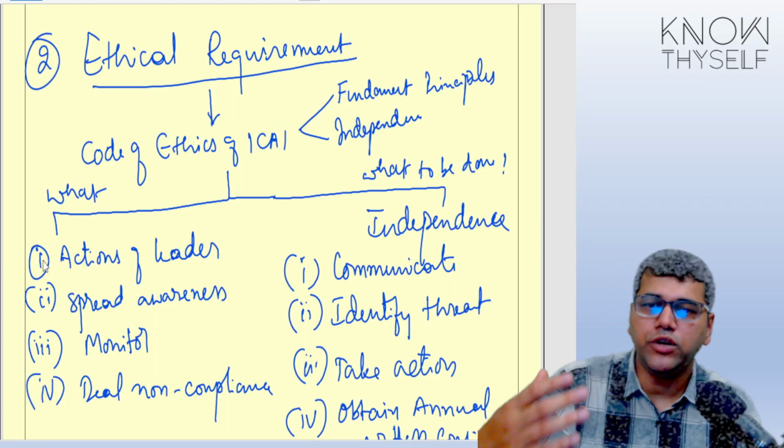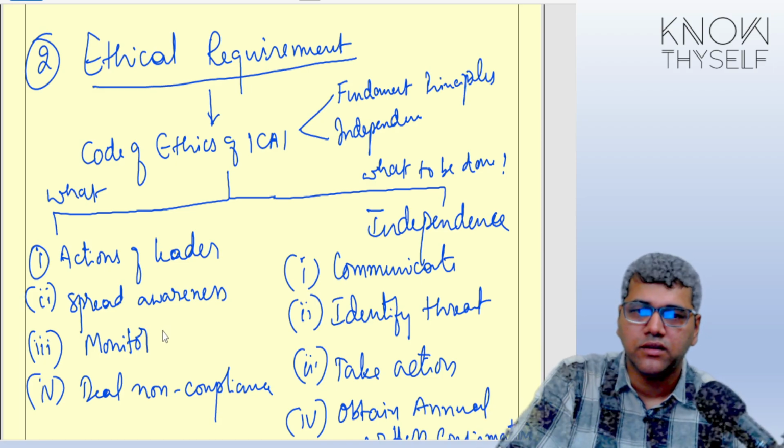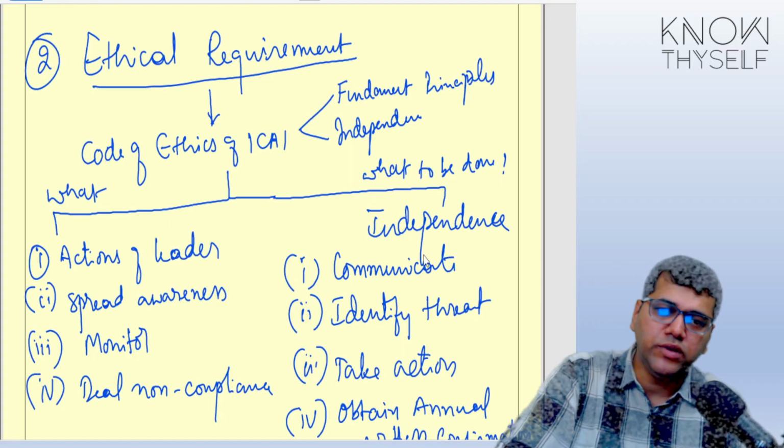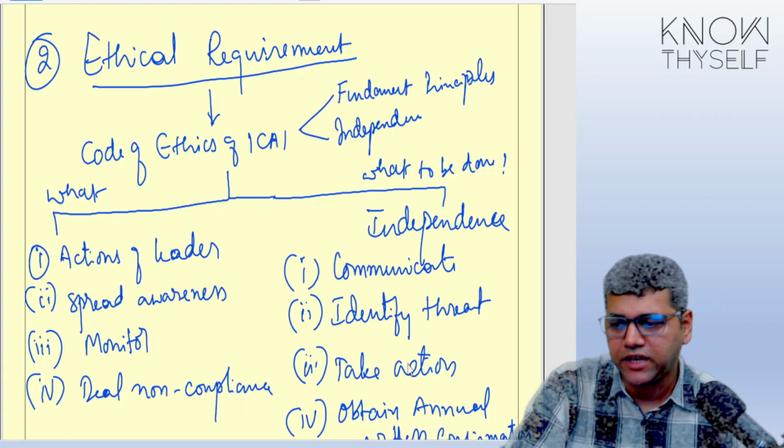Okay, now how do you implement the fundamental principle? First, let the leader act in an integral way and maintain confidentiality. And how is independence maintained? By communicating, identifying threat, taking action, and obtaining confirmation.